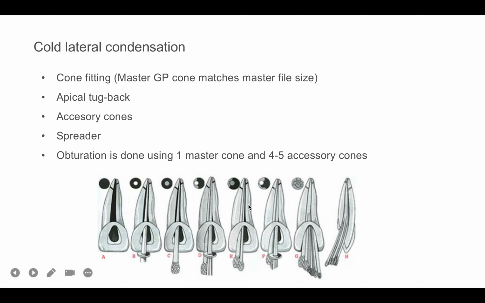So an accessory cone is placed after that, and a spreader is then pressed both laterally and apically, creating space for more accessory cones. And when finally there is no more space left in the canal, the group of cones can be seared off at the level of the CEJ for anterior teeth or at the level of the orifice for posterior teeth.